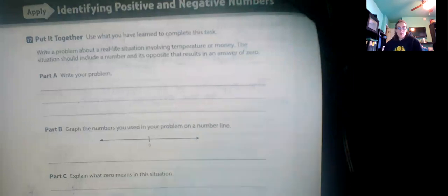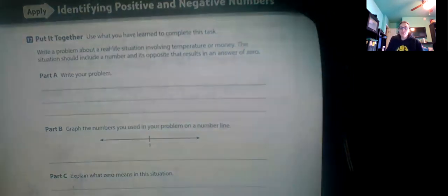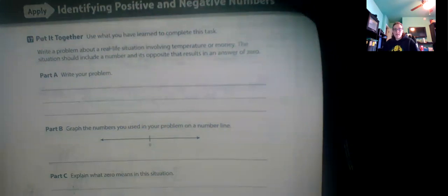All right, use what you've learned to complete this task. Write a problem about a real-life situation involving temperature or money. The situation should include a number and its opposite that results in an answer of 0. Write your problem. So we can do anything. We can talk about temperature because temperature is either positive or negative, right? Super hot or super cold, okay? Or positive and negative money. You have money and then you have to give money away. Money is probably the easiest one to deal with because we deal with money all the time. So let's write a problem, okay?